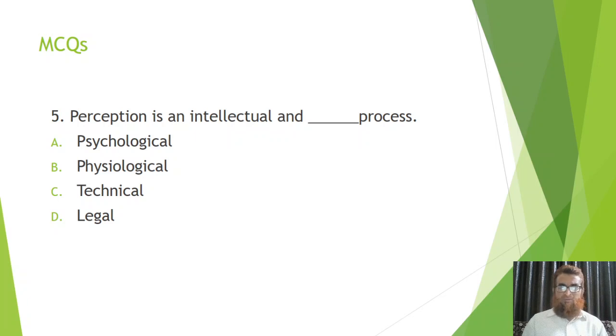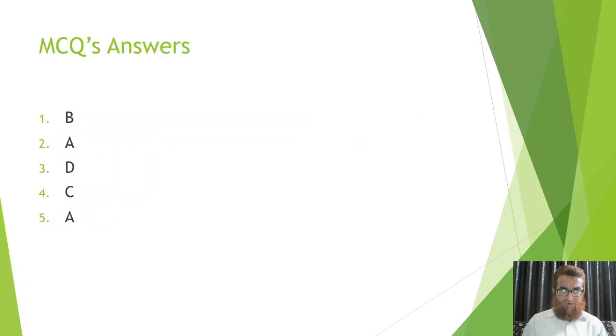The correct answers for all these questions are given here. For the first question, among the choices, B is the correct answer. For the second question, A. For the third question, D. For the fourth question, C. And for the fifth question, A is the correct answer.